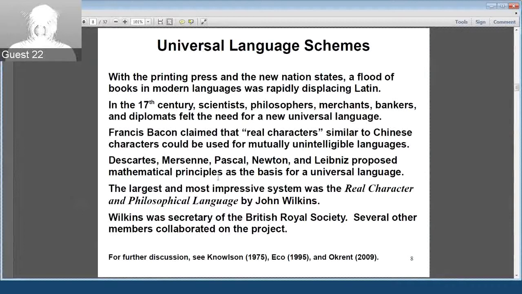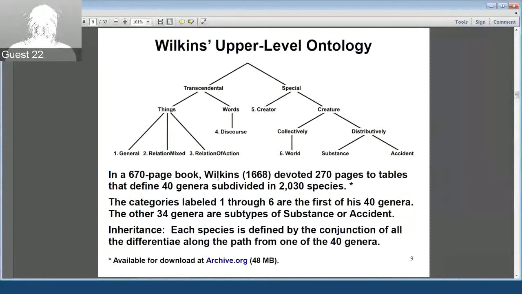The largest and most impressive system was by John Wilkins, which was a significant system. Wilkins, by the way, was the first secretary of the British Royal Society, and he got a number of the other people who were also members of the Royal Society to collaborate with him. So Wilkins' ontology was actually developed by some pretty intelligent people. Here is his upper level ontology, and there's a lot of complexity. A 670 page book, you can download it if you wish at archive.org, and it has 270 pages that define 40 genera, the genus and species idea, to over 2,000 species, and then with assistance from other members of the Royal Society, they have 15,000 words in English mapped to those things. So that's a very impressive piece of work.